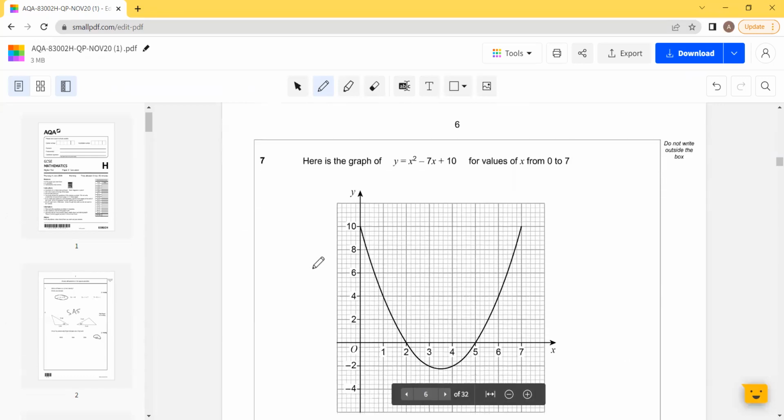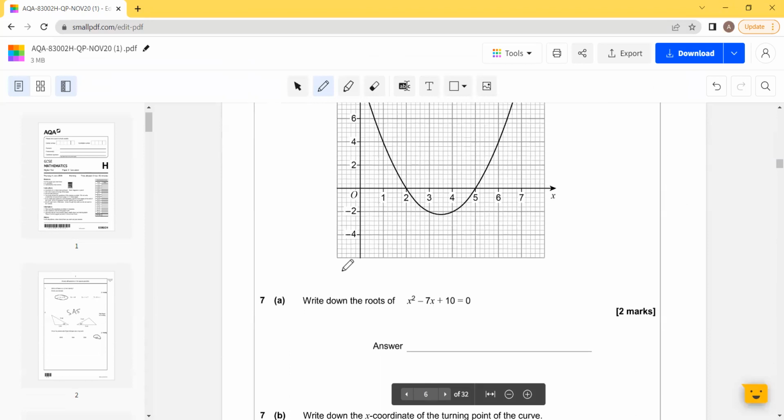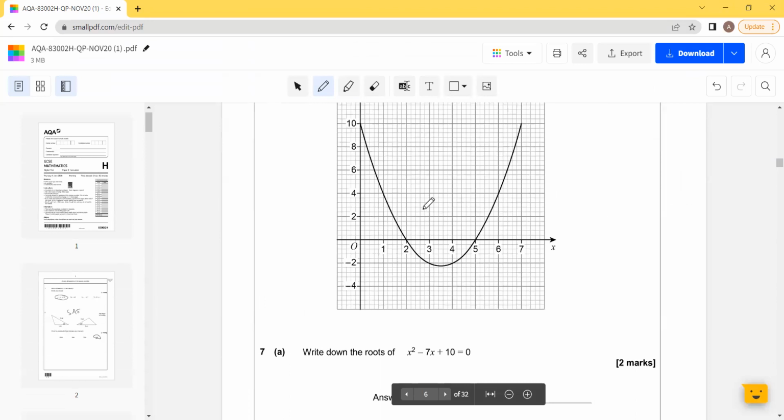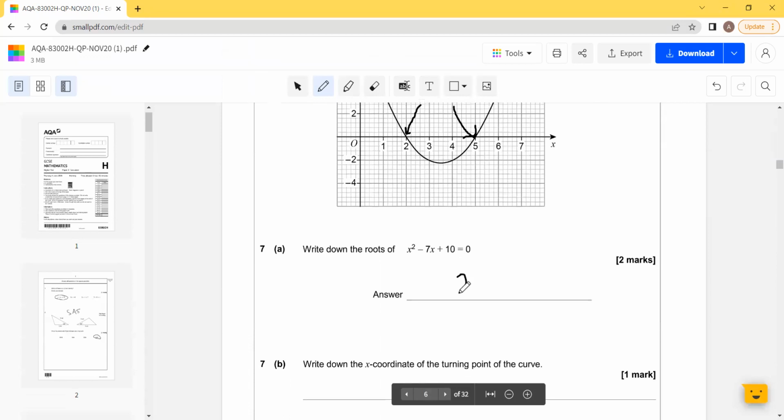Okay, question 7. Here's the graph of y equals x squared minus 7x plus 10, for values of x from 0 to 7. 7a, write down the roots of x squared minus 7x plus 10 equals 0. Okay, this is pretty simple. We just have to read off where this graph hits the x-axis. One point will be here, and another point will be over here. So at 2 and 5, those are our two roots.